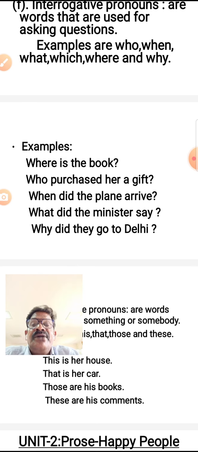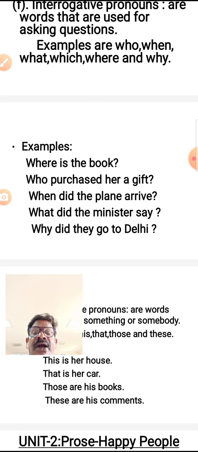Just have a look on that. Where is the book? Who purchased her a gift? When did the plane arrive? What did the minister say? Why did they go to Delhi?